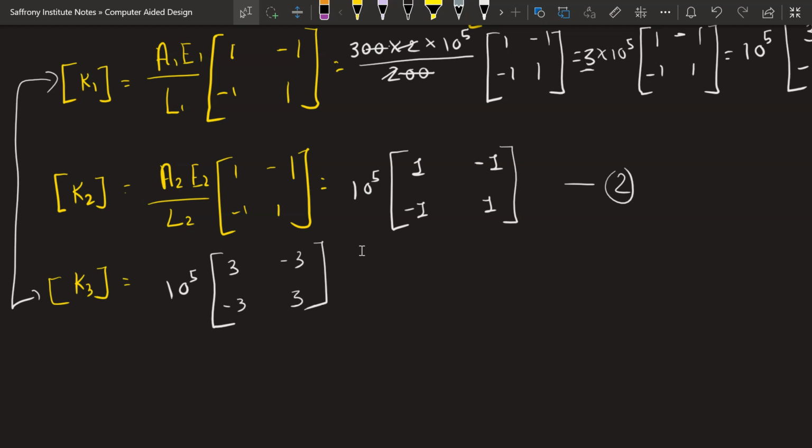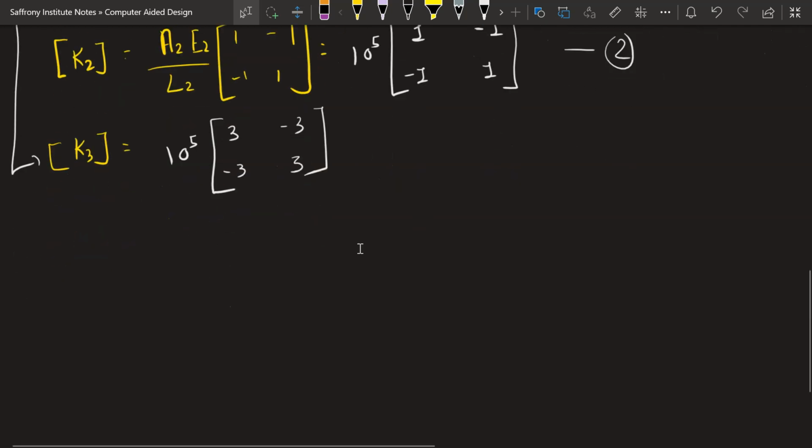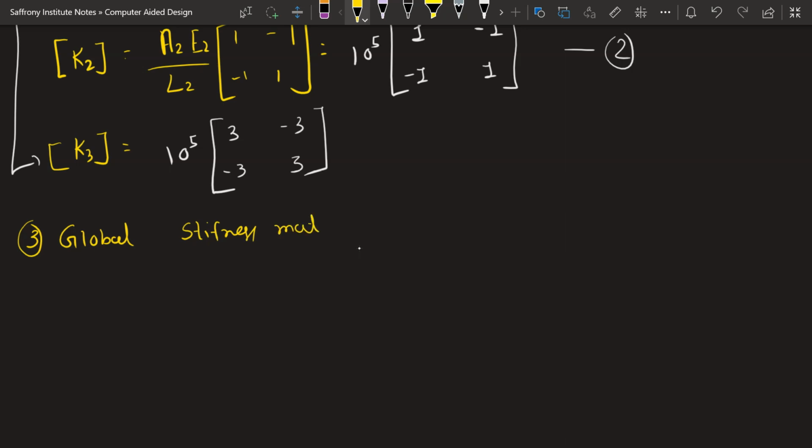Now what we need to do is find out the global stiffness matrix. So this will be the third step, the global stiffness matrix. Now the global stiffness matrix is nothing else, it is the summation of all the stiffness matrices we have found. So K1 plus K2 plus K3.